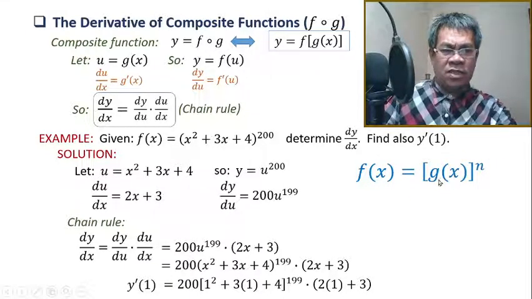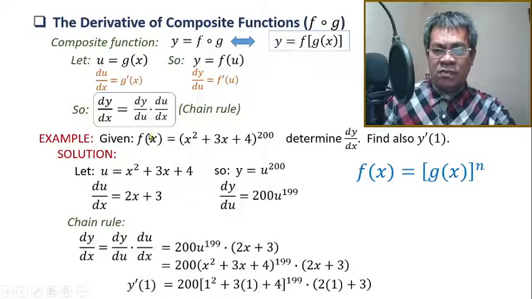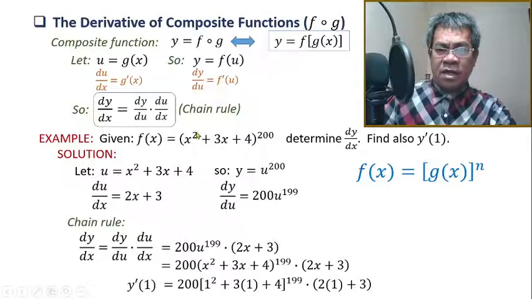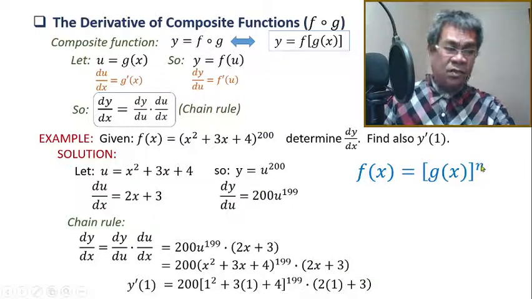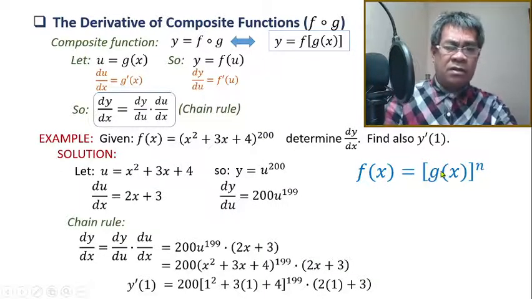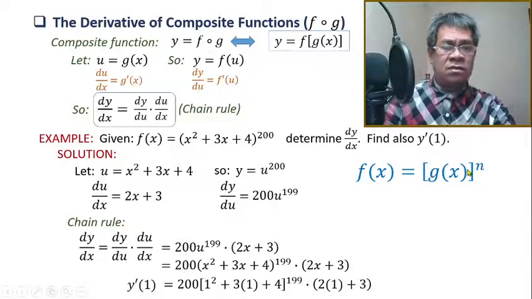But this one is a function g of x. So when you look at this one, the function of x has what? It has this internal part, which we call g(x). And we have to raise this to what? 200. And the 200 is a real number. So let that be any number, or 10, 20, whatever number, call that n.